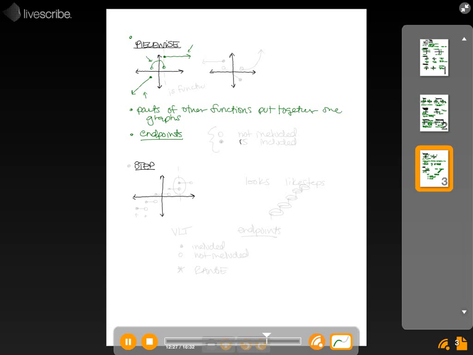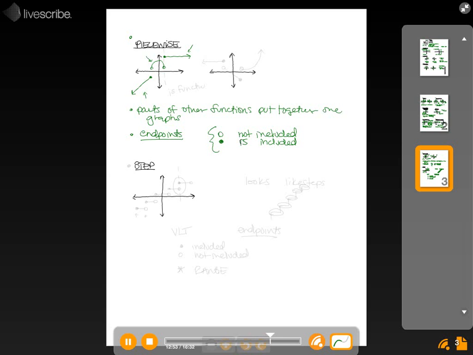Now, as far as your endpoints are concerned, if you have an open circle, it's not included, that number, in your domain or your range. If you have a closed circle, it is included. So if you're going to list out the domain and the range for a piecewise function or determine if it is a function, it's important to look at the open and closed circles.